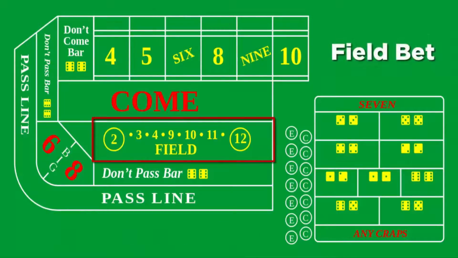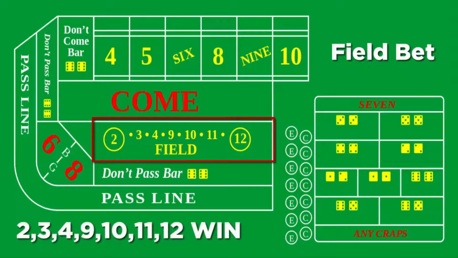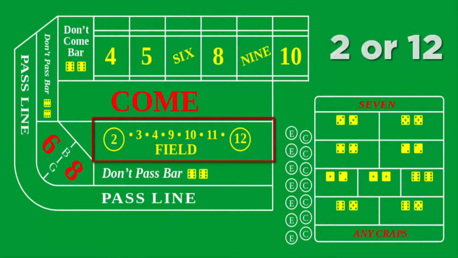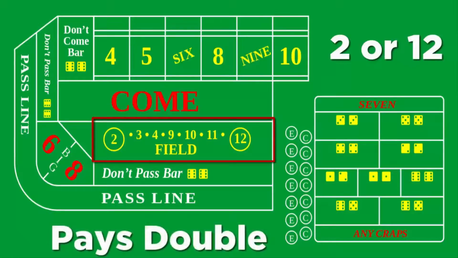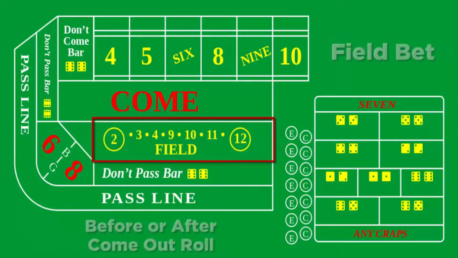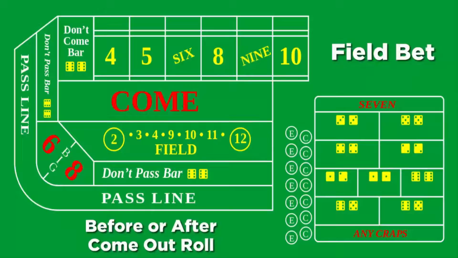A field bet is won by the player if the numbers 2, 3, 4, 9, 10, 11, or 12 appear immediately after the player makes his bet. If the number that comes out is either 2 or 12, the player gets paid double for the win. A field bet can be made before or after the come-out roll.